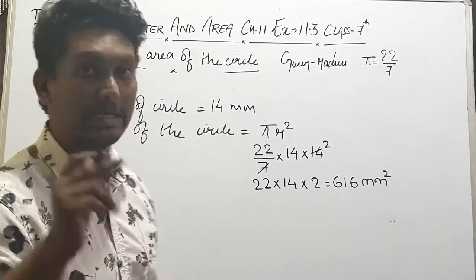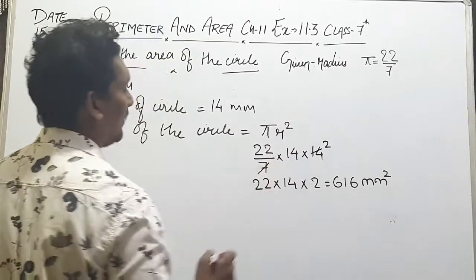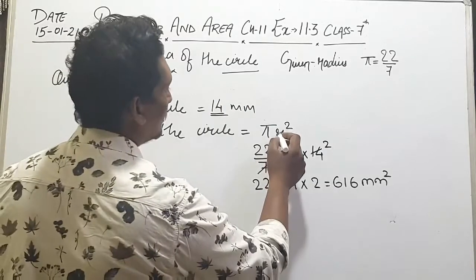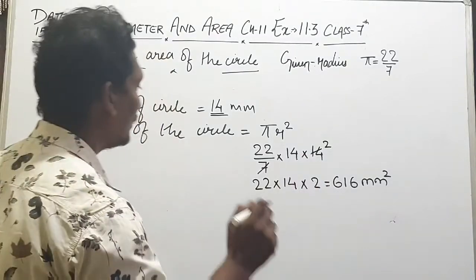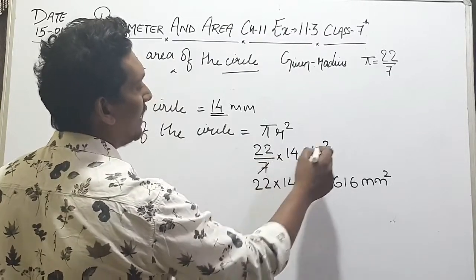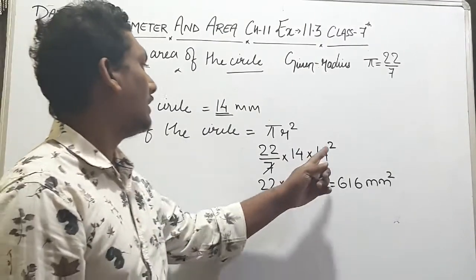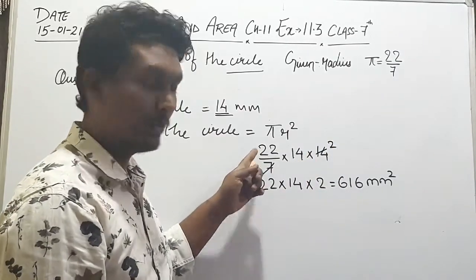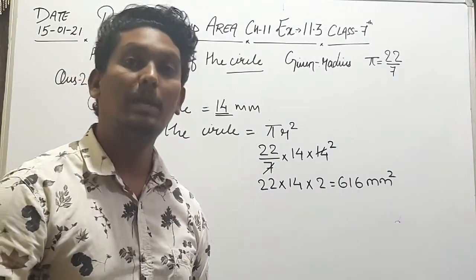R square means we are raising the power 2 times, that's what the square is meant for. So 14 millimeter was given, so r square is the radius 14 into 14, meaning 2 times. So 22/7 into 14 into 14. When you cut 7 and this 14, you will get 2 here. Then you have to multiply this 2, 14 and 22. When you multiply, you will get 616 millimeters square.